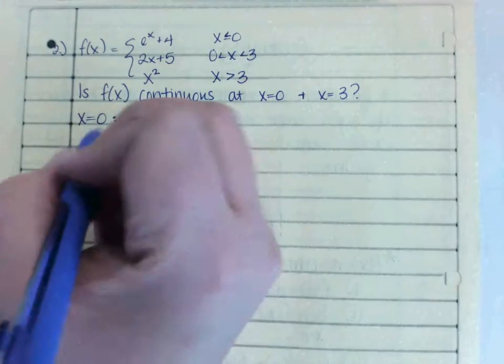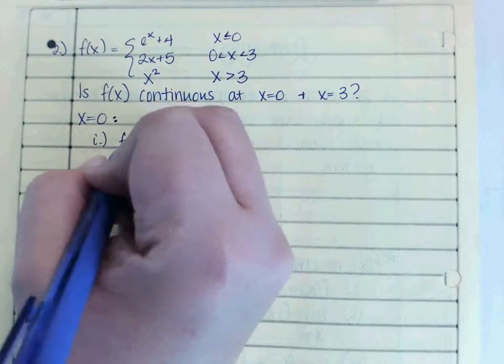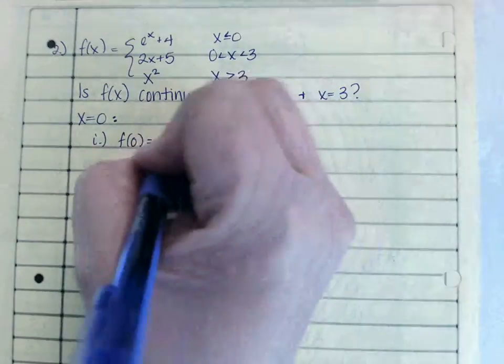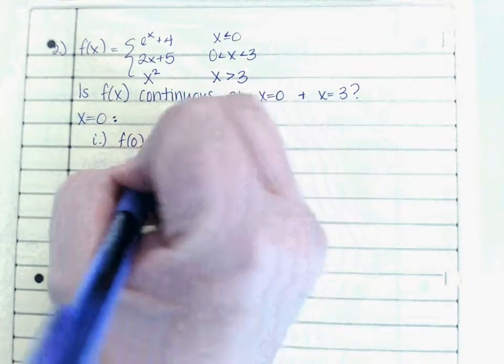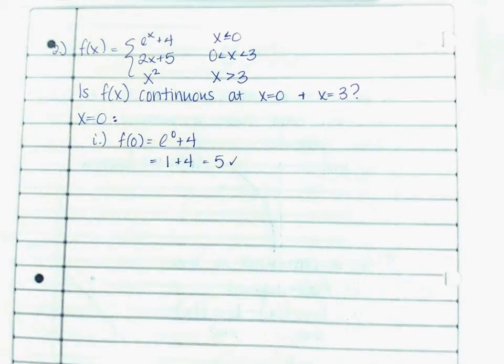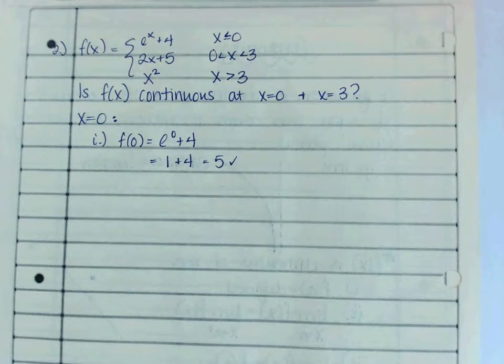So I'm checking f of 0. Where would I plug in? Top, middle, bottom? Top, because it has the equal to. E to the 0 is 1. 1 plus 4 is 5. Do I have a y value? Check. Step number 2, I.